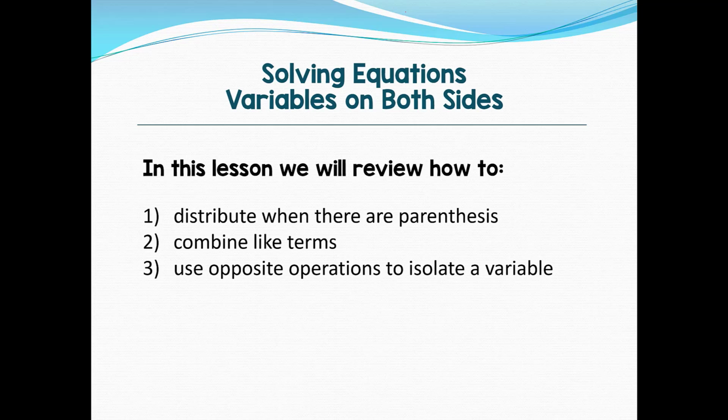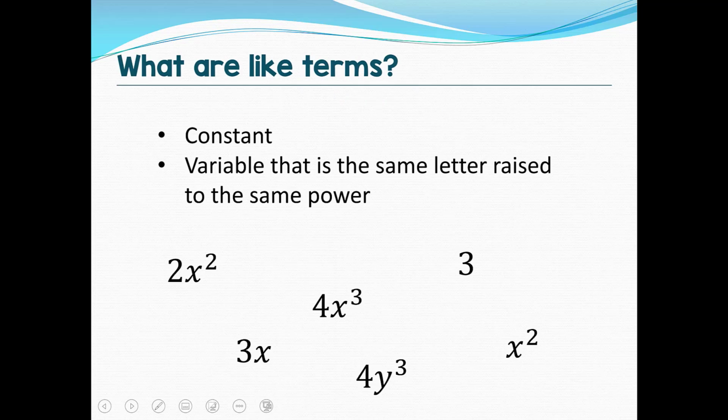But before we start solving an equation, let's take a closer look at what it means to combine like terms. All right, first, a like term is things that can be added and subtracted in an equation. Those are your constants, which are just your numbers. You can add numbers and subtract numbers. And any variable that is the same letter raised to the same power. So in these terms that I have down here, take a minute and see which ones you think could be combined.